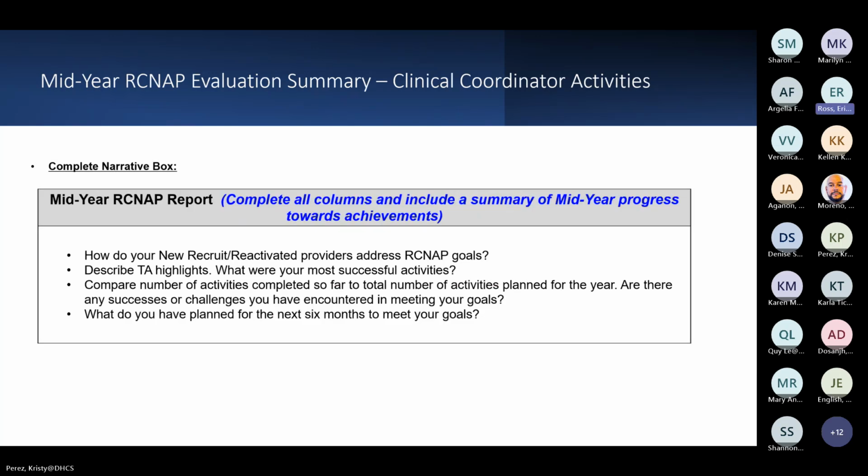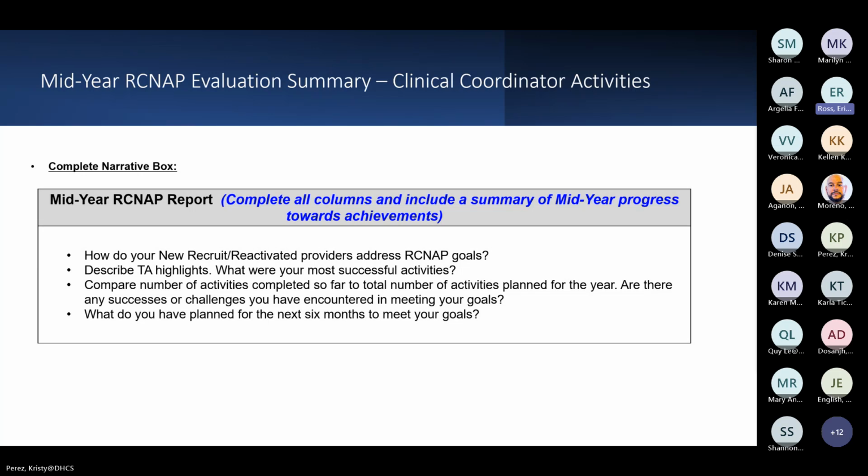So for the narrative section, you will write a summary of your progress so far toward your RCNAP goals. Some sample questions you may want to address are included here. You can describe how your newly recruited and reactivated providers address the RCNAP goals. For example, do they help reach a certain population or geographic area? You can also describe your technical assistance highlights and use 1 or 2 specific examples of your most successful activities here.